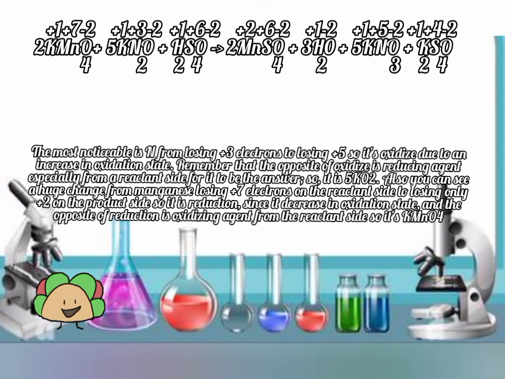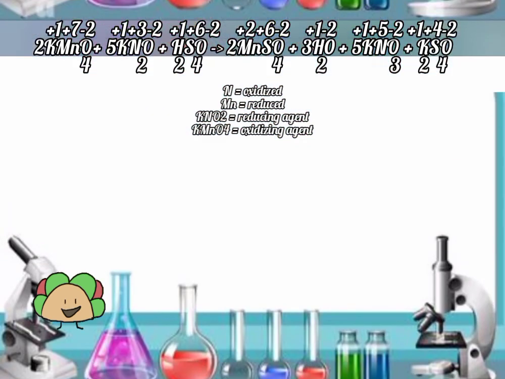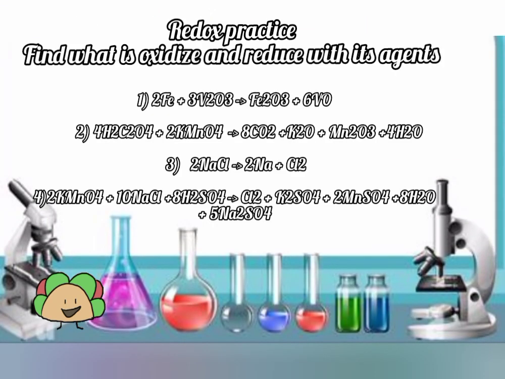So it is 5KNO2. Also, you can see a huge change from manganese going from plus 7 on the reactant side to only plus 2 on the product side. So it is a reduction since it decreased in oxidation state. And the opposite of reduction is the oxidizing agent from the reactant side, so it is 2KMnO4. Please pause the video right now and practice these questions by yourself, then resume back to see if you got the correct answers.